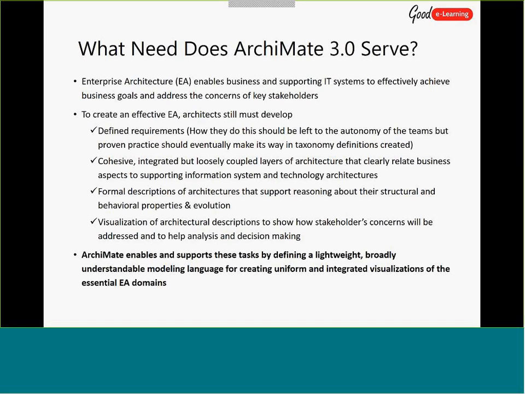So again, to create an effective EA, architects still must develop defined requirements. And again, we're not going to go into the discussion today around agile and storyboarding and journeys. We'll leave that to a separate webinar. But really what we're trying to do is understand the business concerns and how we're going to address those business concerns at a high level. Cohesive, integrated, but loosely coupled layers of architecture.